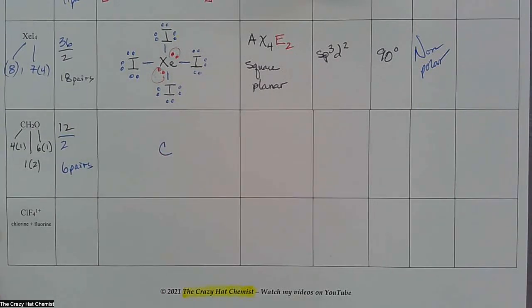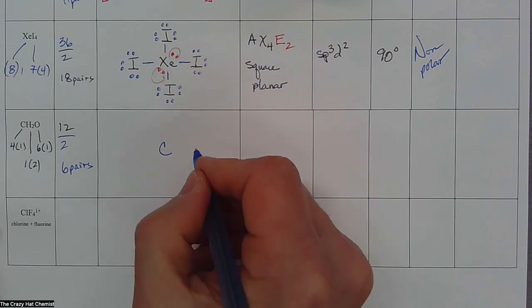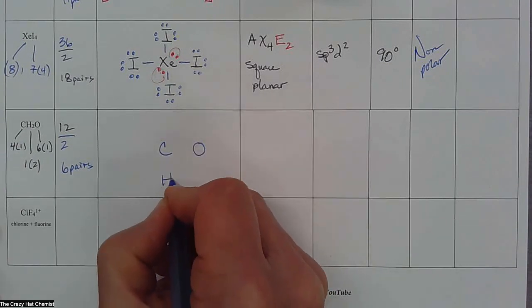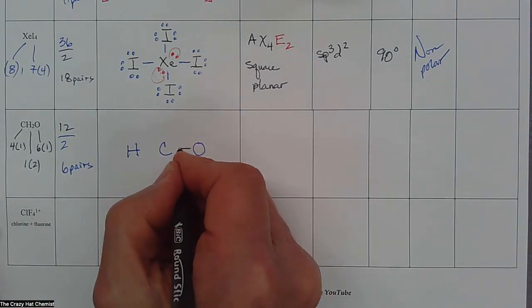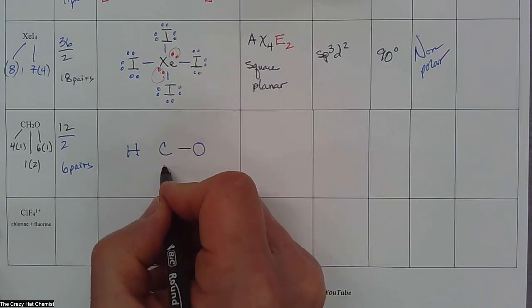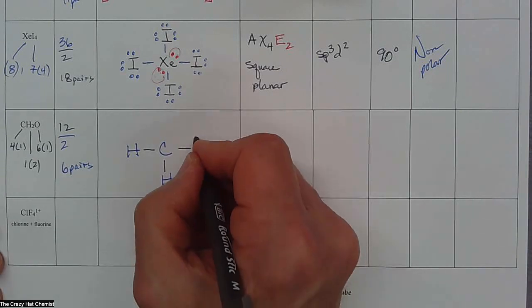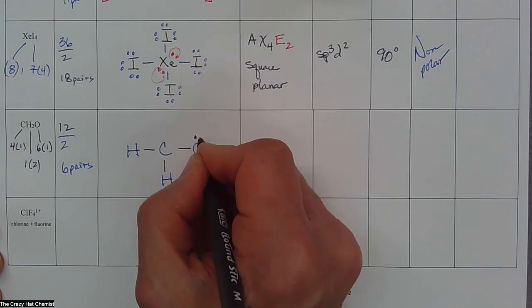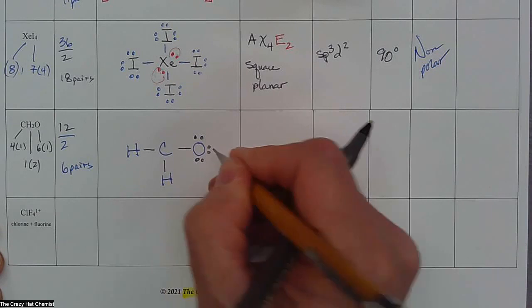And then the outside elements are going to be the oxygen and two hydrogens. I already know this basic structure here, but I'm going to have the oxygen, a hydrogen, and a hydrogen, just like such. Then I'm going to place six pairs of electrons. The first rule is bonding pairs of electrons between the central and outside, central and outside, central and outside, and then lone pairs of electrons on the outside elements. 1, 2, 3, 4, 5, and 6.